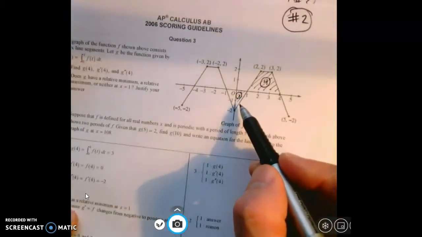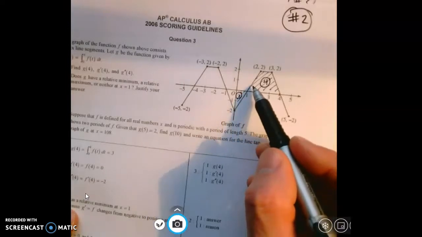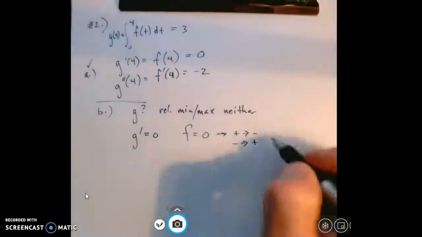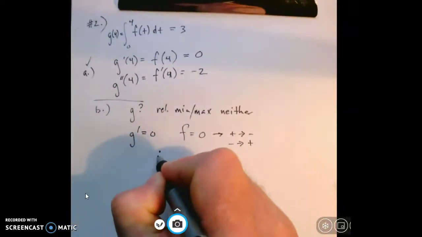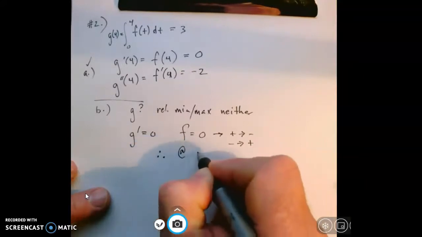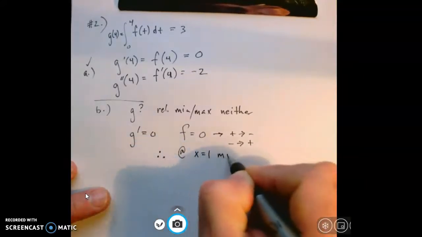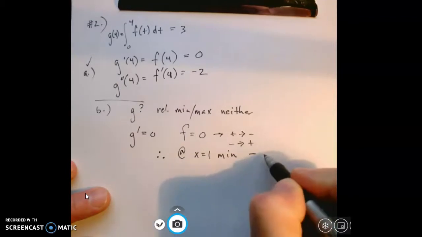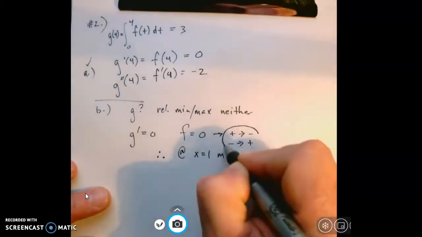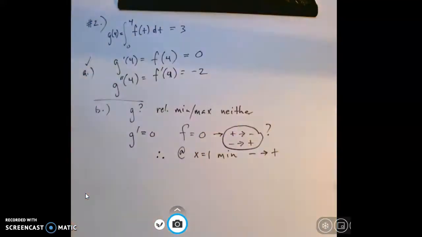Check, and it goes from negative to positive. Therefore, remember, going down and up, it's a minimum. So therefore, x equals 1 is a minimum, because it goes from negative to positive. And these are questions. These are not solutions. They're questions.